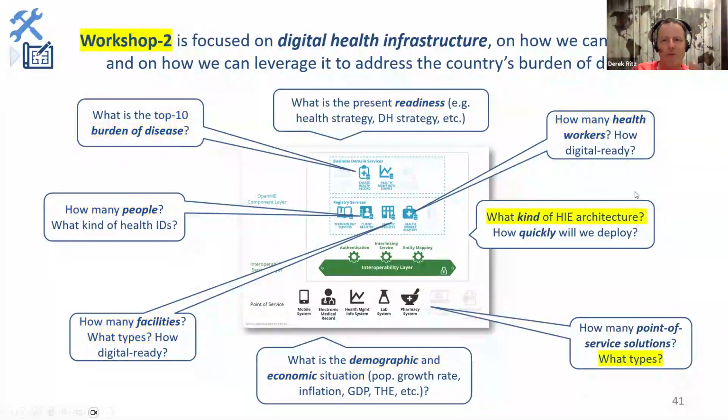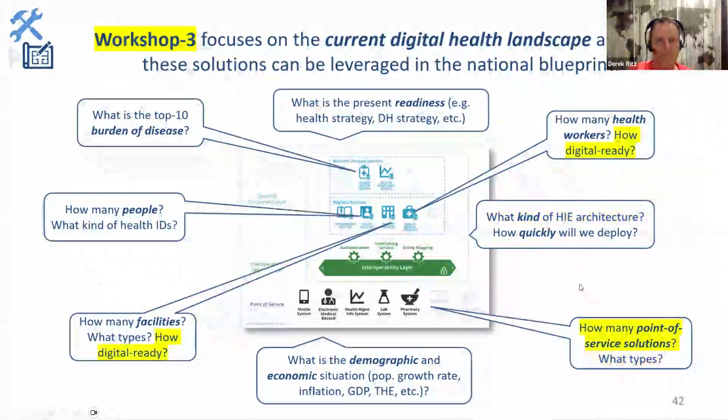In workshop 2, we look at what kind of architecture we are going to adopt, and I very strongly favor a cloud architecture. And how many point of service solutions do we have now that the government is responsible for, and what types are they? Pharmacy systems, lab systems, electronic medical record systems, hospital information systems, and so on.